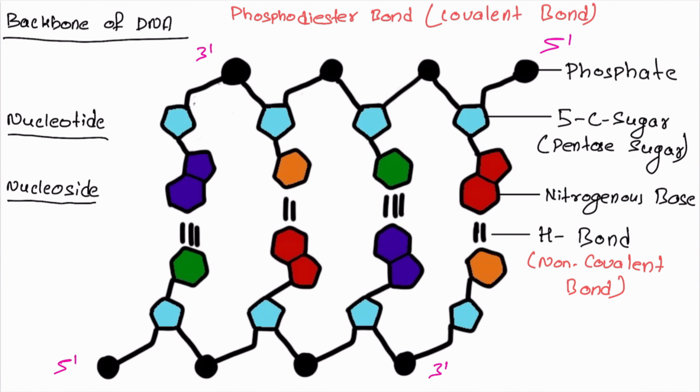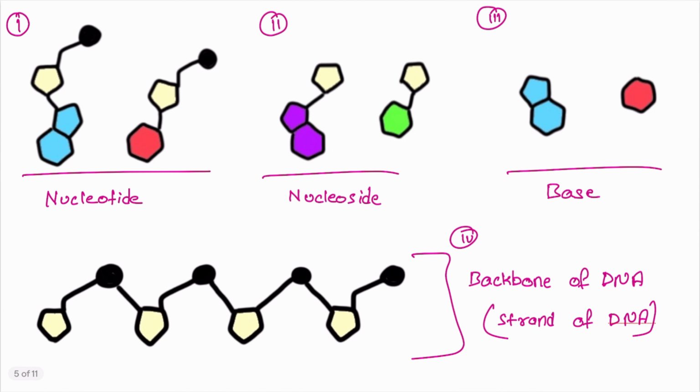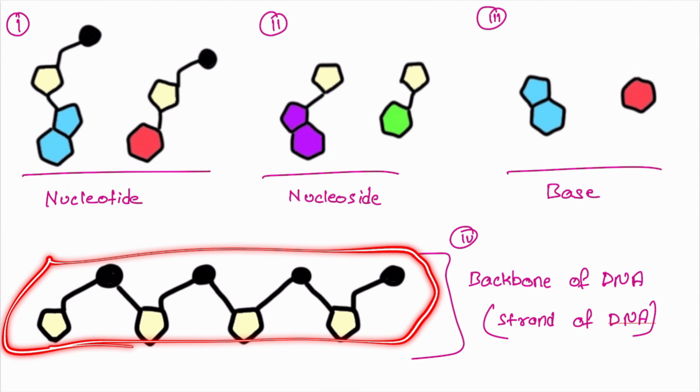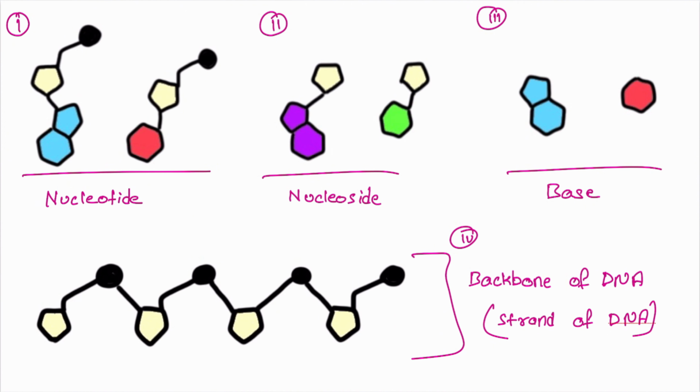Now let's look at these structures in detail. Here in number one you can see there is a phosphate, there is a pentose sugar and there is a base. So they are nucleotide. In the second figure you can see there is a pentose sugar and base. So they form nucleoside. In the third figure you can see there is only nitrogenous base, single ring structure and double ring structure. So they are bases. And in the fourth figure you can see pentose sugar and phosphate, a chain of pentose sugar and phosphate, which forms the backbone of DNA, that is the chain of DNA or a single strand of DNA.